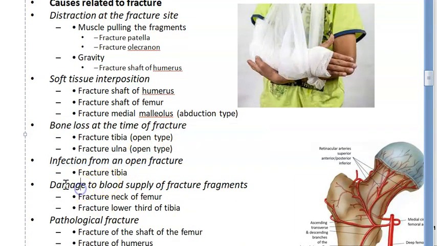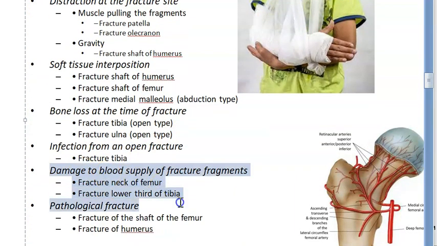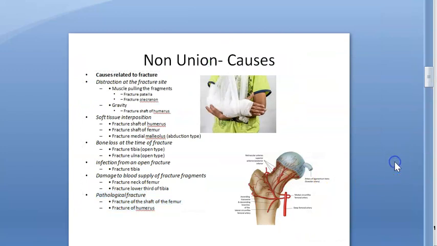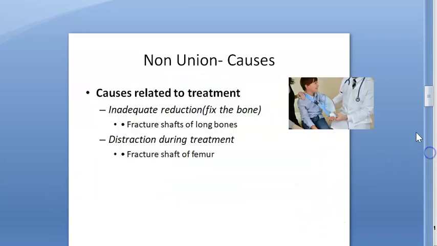Infection is there, then it will not heal, right? No union will happen. Damage to the blood supply, how can it have a union, right? Pathologic fractures, basically osteoporosis, osteomalacia, osteomyelitis, so many osteo things, hyperparathyroidism, etc. So many things can lead to non-union.